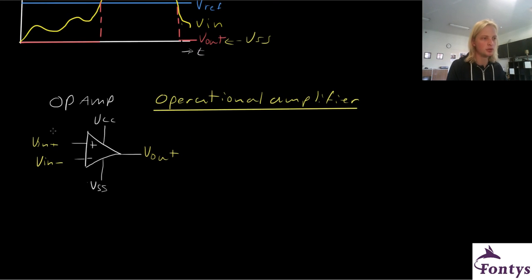And you use the negative input as the Vref, the positive input as the normal input, and the output as the output. Well, that's how you use an op-amp as a comparator.